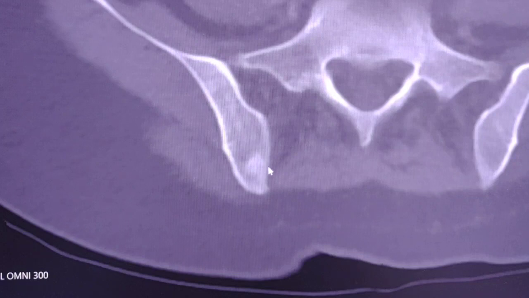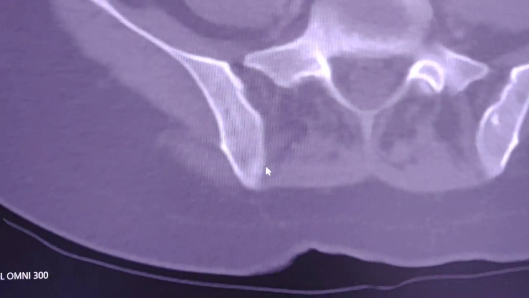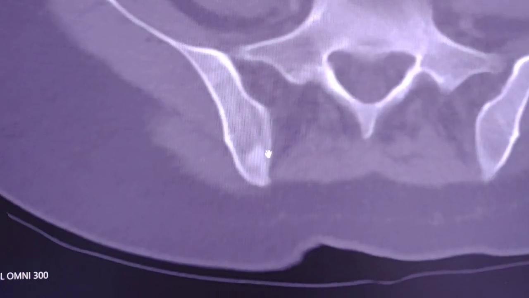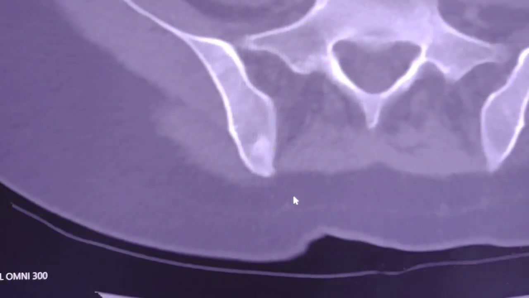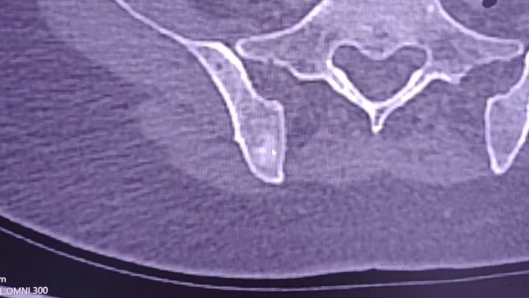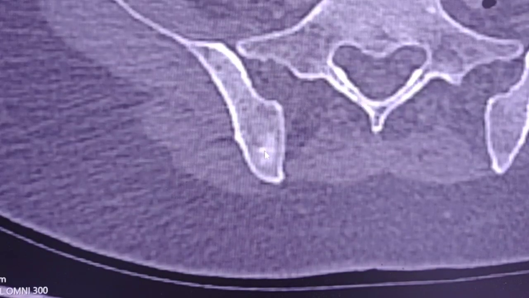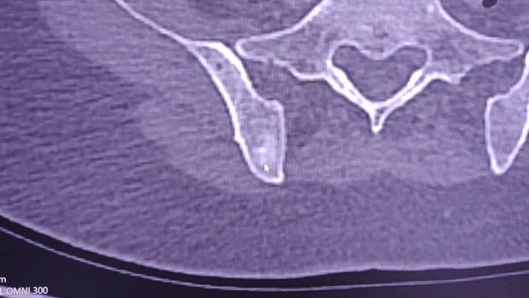So I will show you the new image again and just compare. This is the new image. The lesion is larger and there are some dense small calcifications centrally.